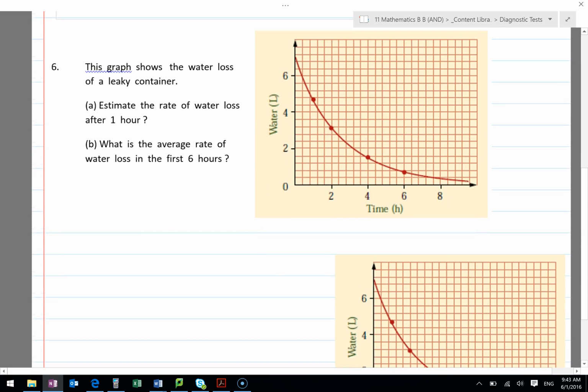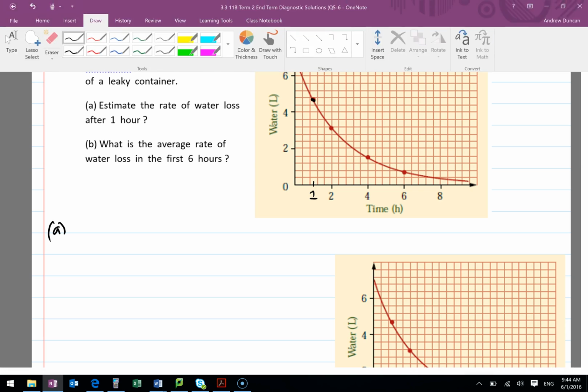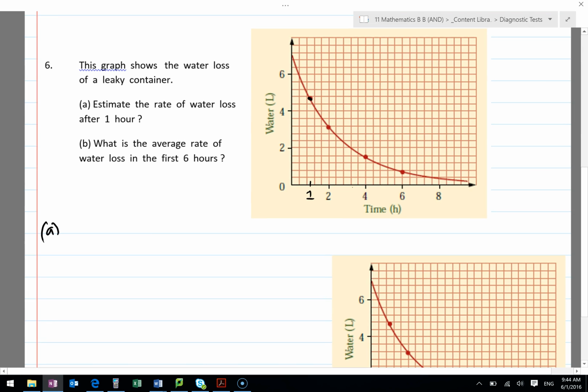Question 6 is about instantaneous and average rates of change. So for part A, estimate the rate of water loss after 1 hour. After exactly 1 hour. So I go up to where 1 is. Assume that's at 1. Don't be tempted just to read this off. This would be how much water is in the container after 1 hour. At this point 1, we want to draw a tangent line. I don't have a ruler on me. As best we can, draw a tangent line.